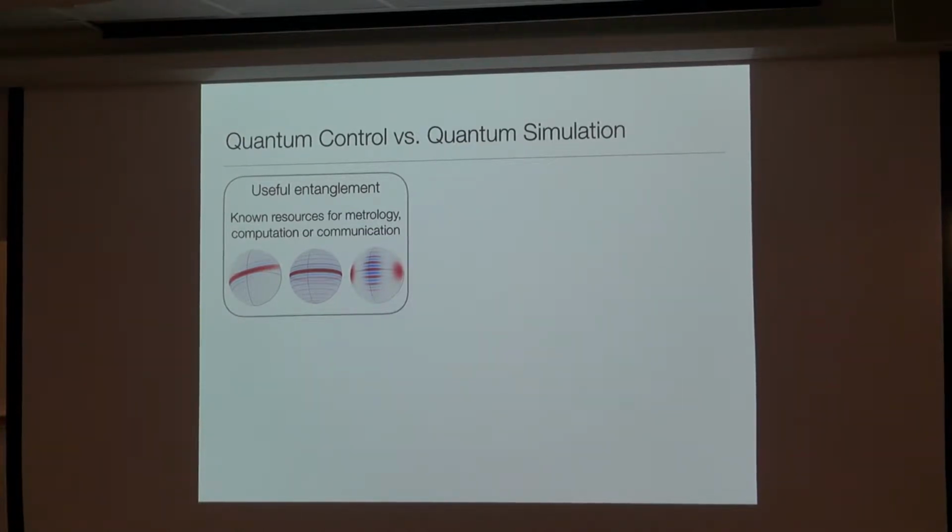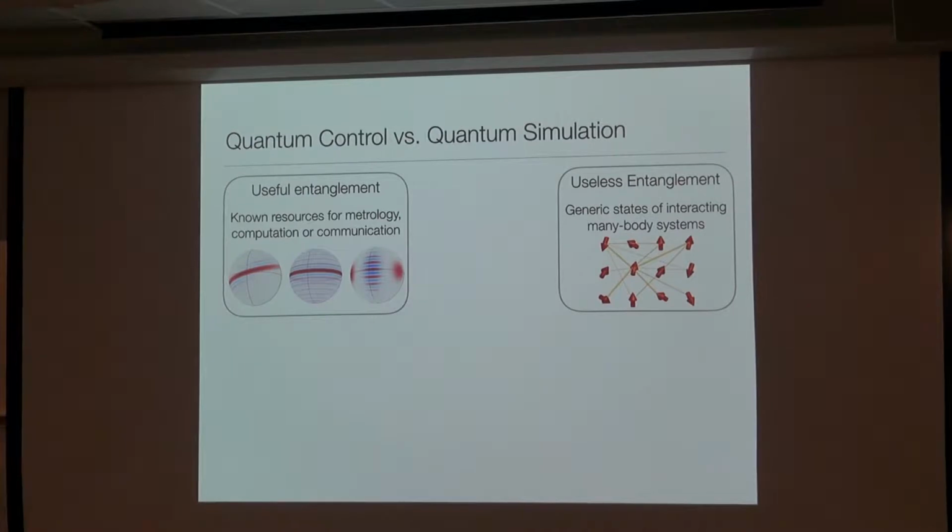On the flip side of that, entanglement comes in many forms. Another form of entanglement is what I might very coarsely call useless entanglement: generic states of interacting many-body systems. The quantum simulation aspect of my talk will be thinking about entanglement in this form. Broadly, I'll try to convince you that cold atoms in an optical cavity, so cold atoms that can interact via photons, are a neat tool for studying entanglement in both of these forms.